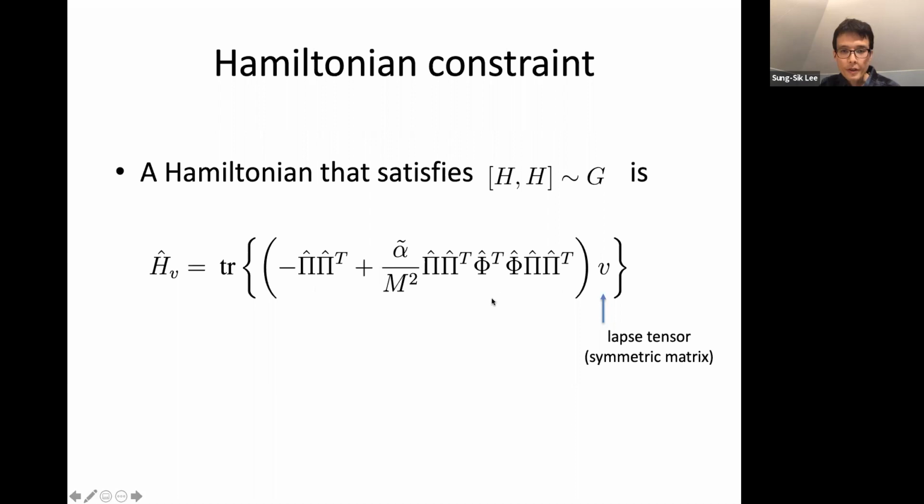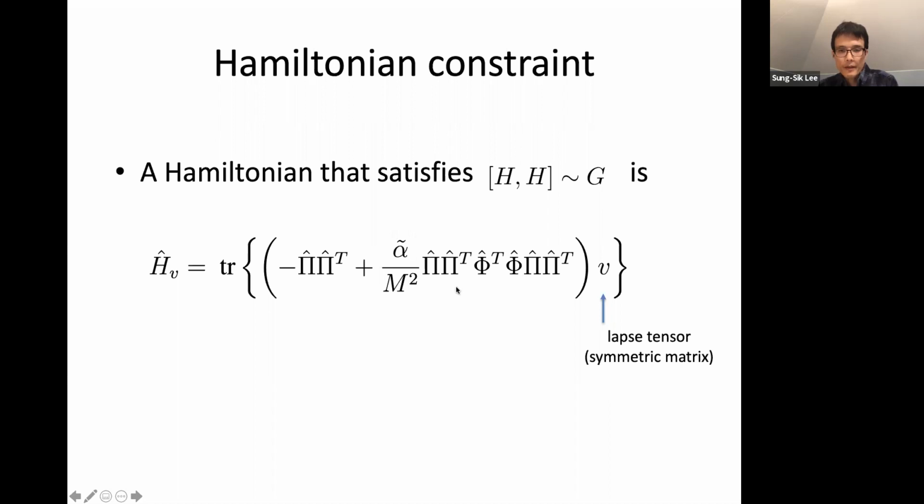So here again, pi is the conjugate momentum to phi. So it's L by M, and then this pi transpose is M by L. So this combination is an L by L matrix. So this is like a P-squared term, like in the kinetic term. And then this alpha is just an order-one constant. It's a parameter of the theory, which you can just set to be one. Then here M squared is introduced to make the first term and the second term comparable in the large M limit. Okay.